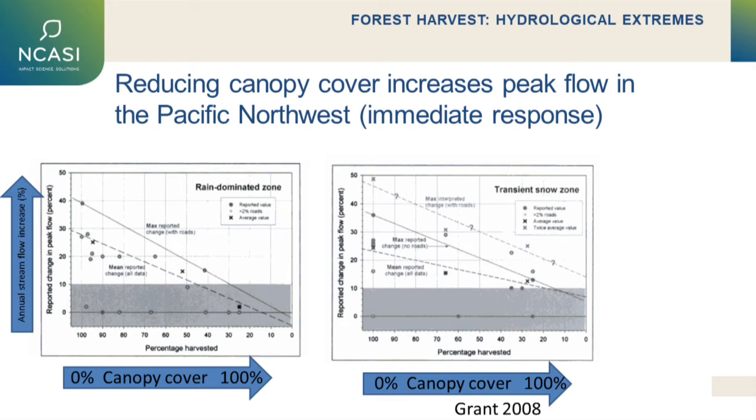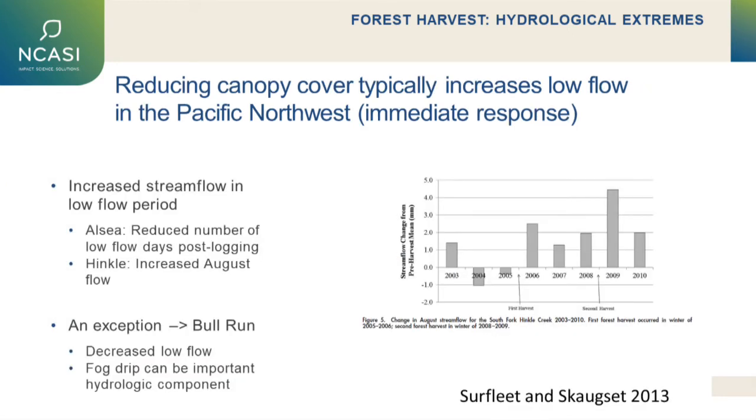So those are annual flow responses, but of course, understanding those hydrologic extremes is also very important. If we look specifically at peak flow responses, the peak flow response does follow the same trend as annual responses, which is that reducing cover does increase peak flow. And this particular review is specific to the Pacific Northwest. And again, this is the immediate response to that removal of vegetation. In terms of the low flow response, also the same directionality in terms of a response immediately after harvest.